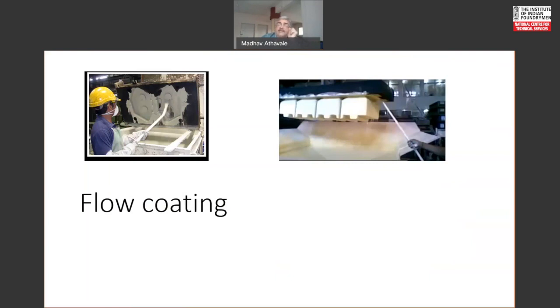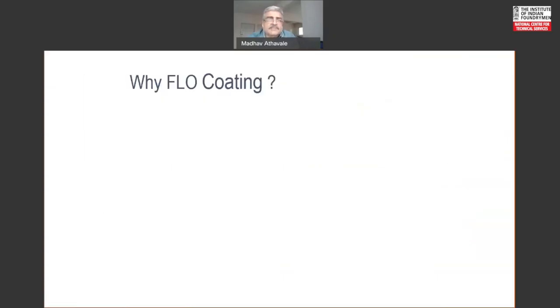The size is large, but the numbers are less. In the old days, they were typically coated by using either brushing or swab. And now what is being used is flow coatings, and here are a couple of pictures. As you can see, a man using a hose is applying a coating onto the surface of the mold. Let's look at the details.